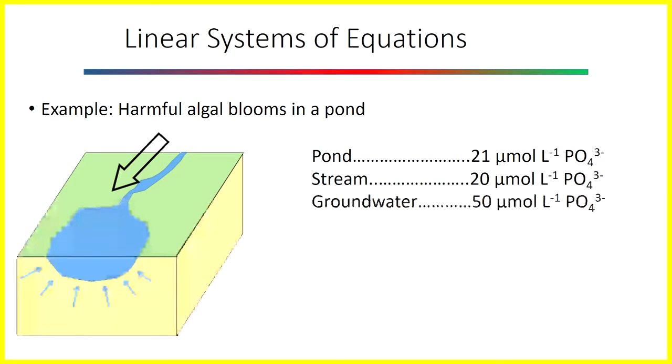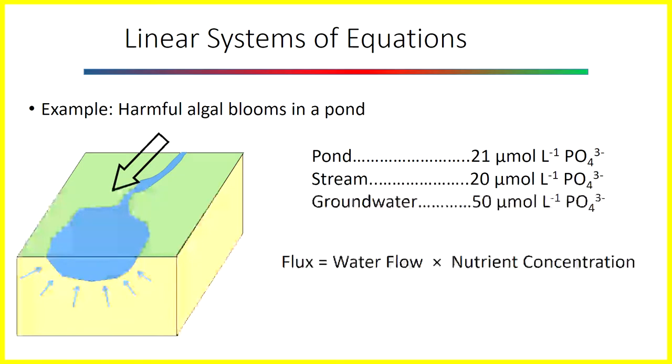But just knowing the nutrient concentrations doesn't actually tell you which source is putting more nutrients into the pond. We want to know which is the most important source of nutrients, and that means calculating the flux of nutrients, or in other words, how many nutrients are entering the pond per unit time. The flux of nutrients will be equal to the water flow rate times the nutrient concentration in the water.